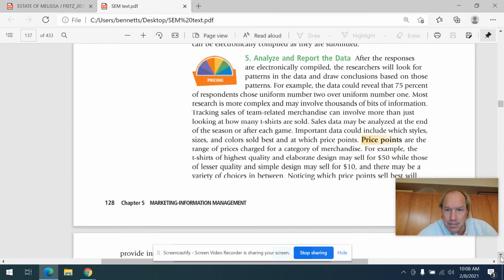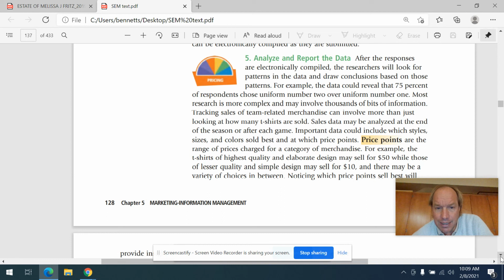Number 5, analyze and report the data. After the responses are electronically compiled, the researchers will look for patterns in the data and draw conclusions based on those patterns. For example, the data could reveal that 75% of respondents chose uniform number 2 over uniform number 1. Most research is more complex and may involve thousands of bits of information. Tracking sales of team related merchandise can involve more than just looking at how many t-shirts are sold.